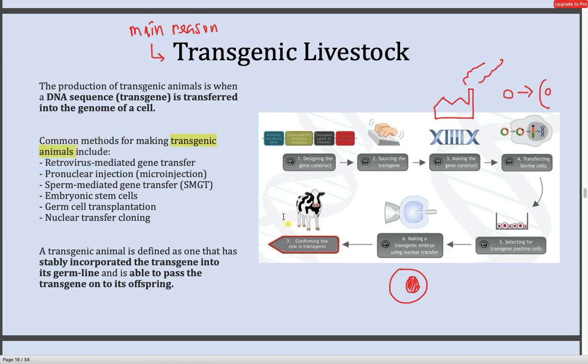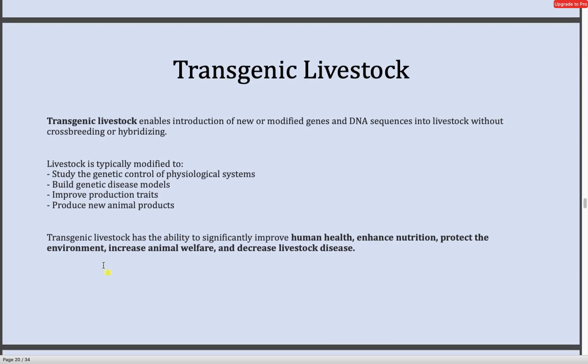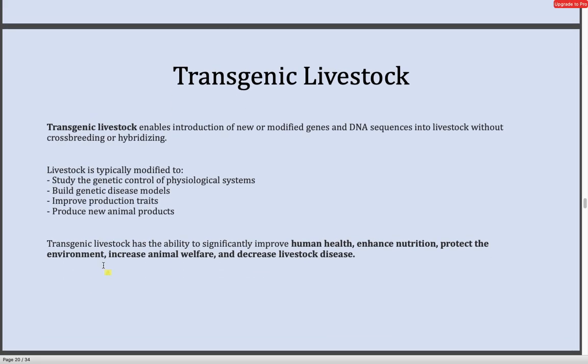Alright, so in general, with transgenic animals, they usually use it to study the genetic control of physiological systems, to build genetic disease models, to improve production traits, and to produce new animal products. All this would significantly improve human health. So some of you did point out correctly, if you do use it the wrong way, it would be detrimental to human health, enhance nutrition, protect the environment, increase animal welfare, and decrease disease.